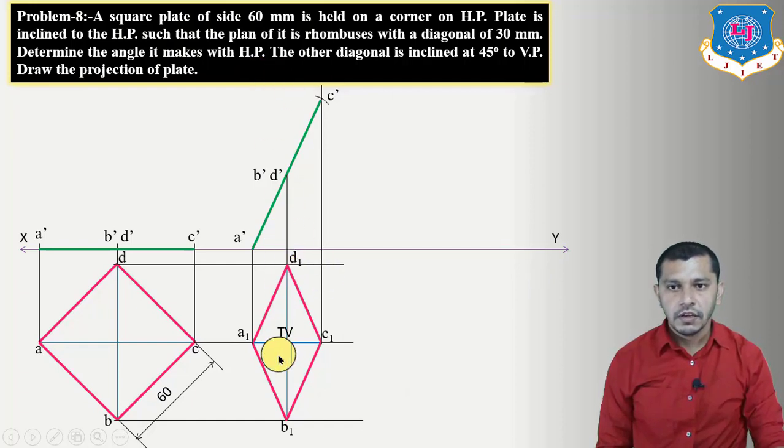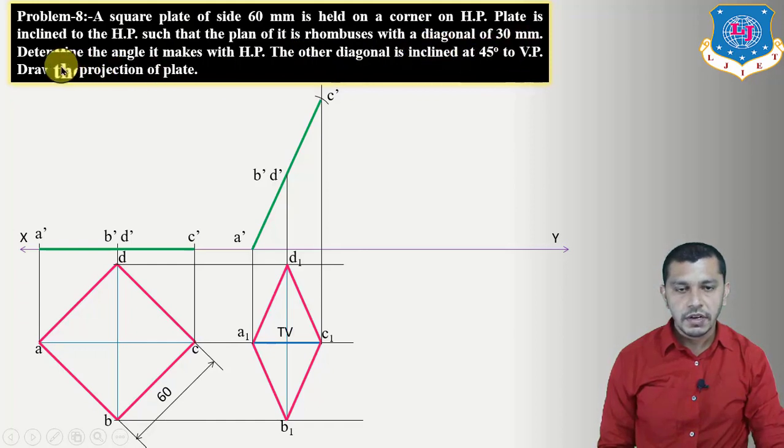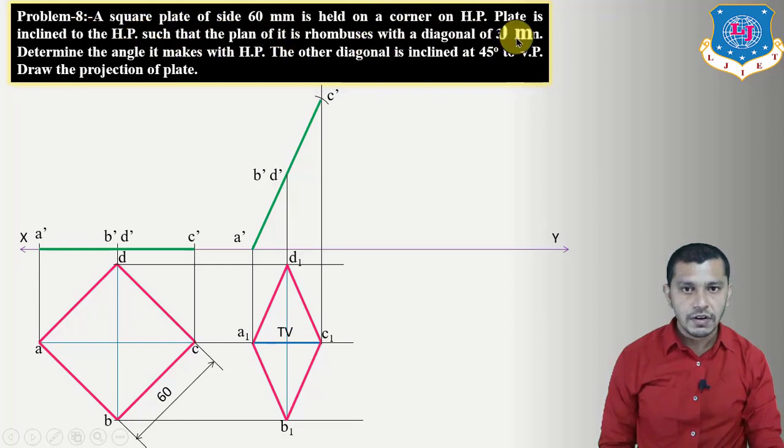Now we have to derive the third stage, and in the third stage we have to derive the condition with the vertical plane. So let us see what condition with the vertical plane is given. The other diagonal is inclined at 45 degrees to the vertical plane. Other diagonal. So what will be the other diagonal? For that we have to read the statement of the problem again. A square plate of side 60 mm is held on a corner on the HP. Plate is inclined to HP such that the plan of it is a rhombus with a diagonal of 30 mm. That means one of the diagonals measures 30 mm.